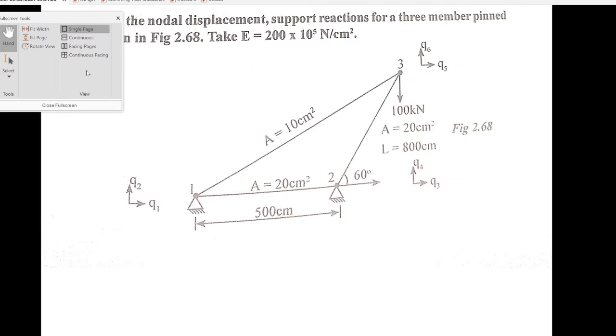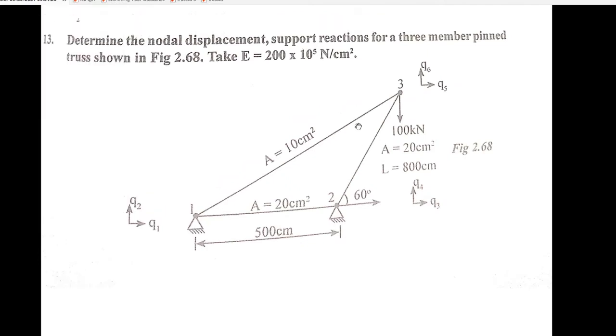What is the difference between the previous problem and this problem? Can anyone tell me? In this problem, they give the angle 60 degrees. Before that, they were not given any angles. So that is the main difference.